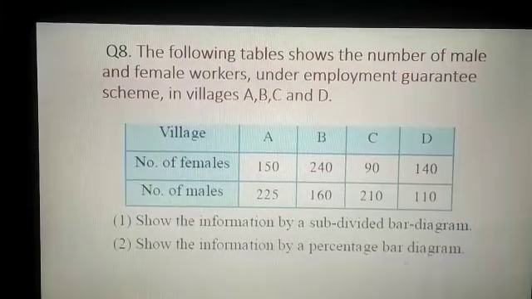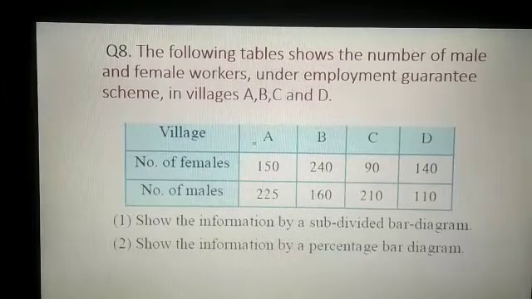So children, in the first part we have seen miscellaneous exercise question number 2, and now we will start question number 8. The following table shows the number of male and female workers under employment guarantee scheme in villages A, B, C and D. The table is given in the question and we have to fill this information in two types of bar diagram, subdivided bar diagram and percentage bar diagram.